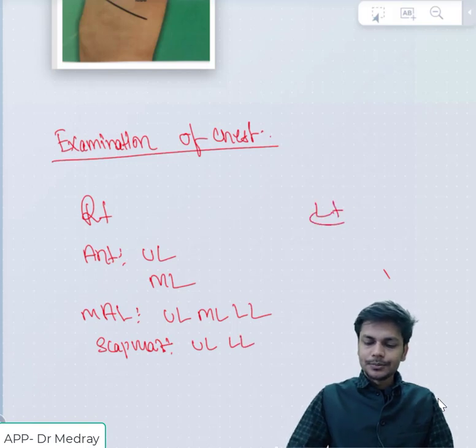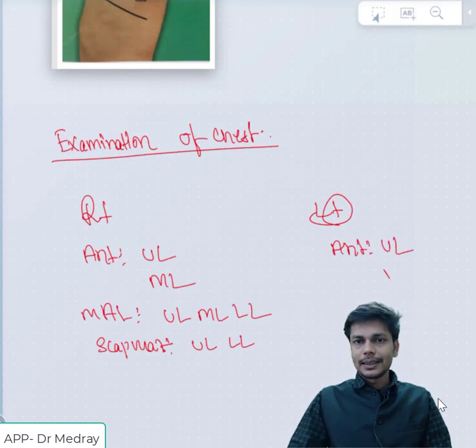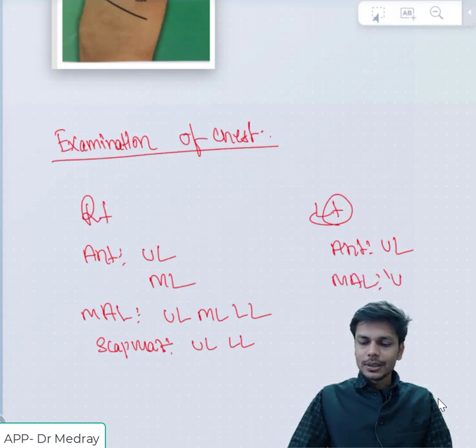Similarly, on the left side, anteriorly we can examine only the upper lobe of the lung, because the lower lobe of the lung is in the mid-axillary line. On the left side we have the heart, so it's difficult to examine the lower lobe anteriorly. In the mid-axillary line, we can examine the upper lobe and the lower lobe of the lung, as on the left side we do not have a middle lobe. Similarly, posteriorly, we can examine the upper lobe and the lower lobe of the lung.